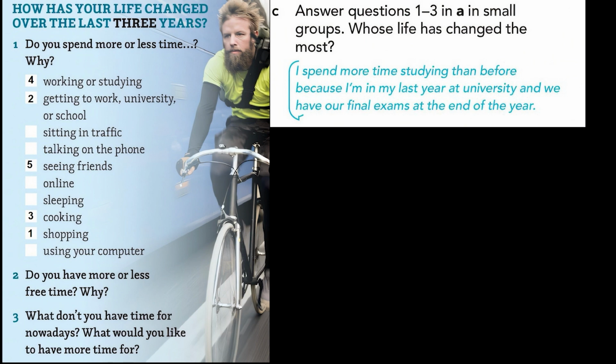So, do you spend more or less time getting to work, university, or school? 3 years ago, it took me about 4 hours a day to commute to my university, so it took a lot of time. But now I work online, so I spend less time getting to work. The distance now is much shorter. It takes me 10 seconds to get to work, from my bed to my armchair.